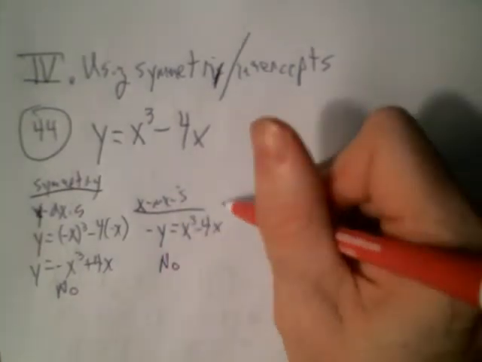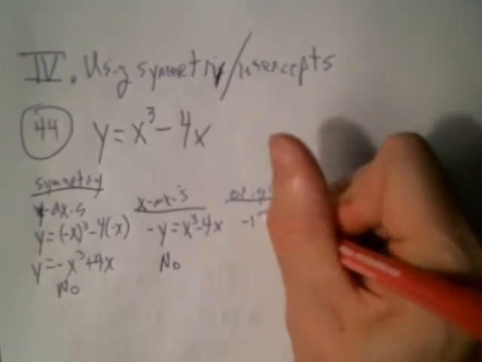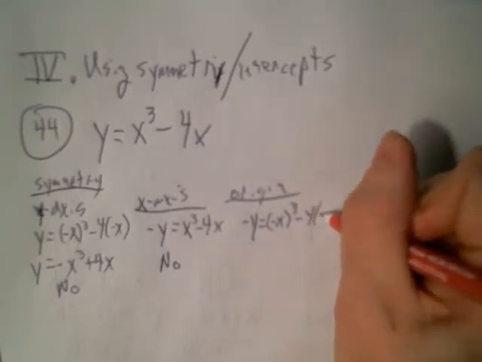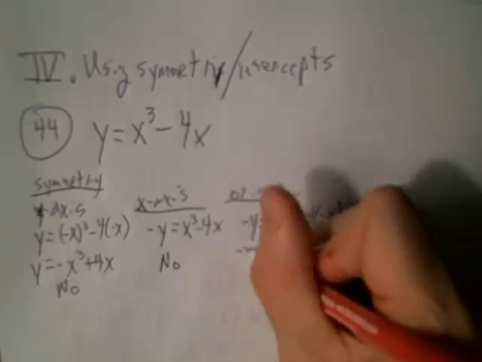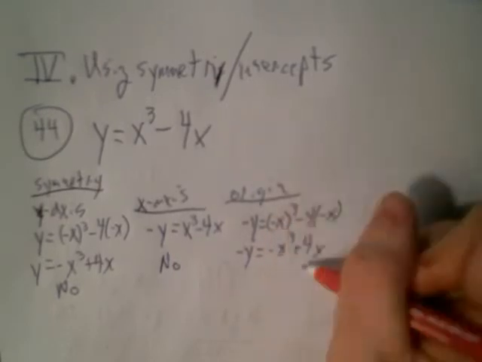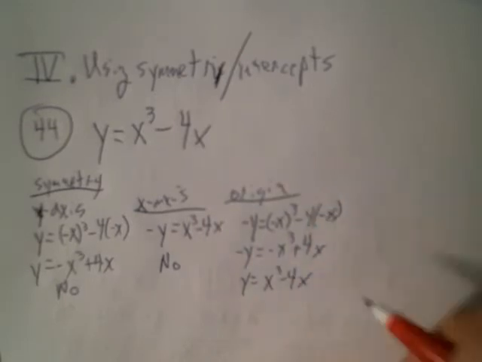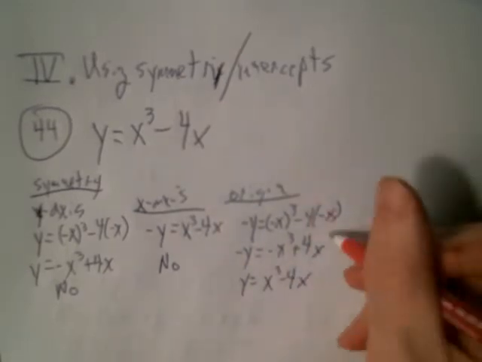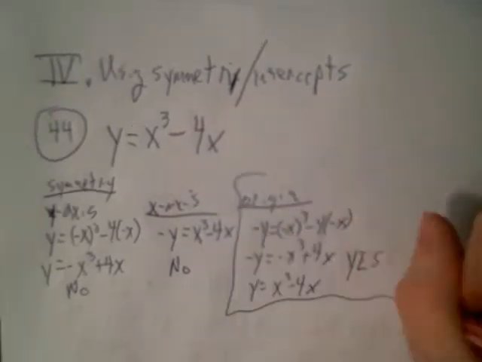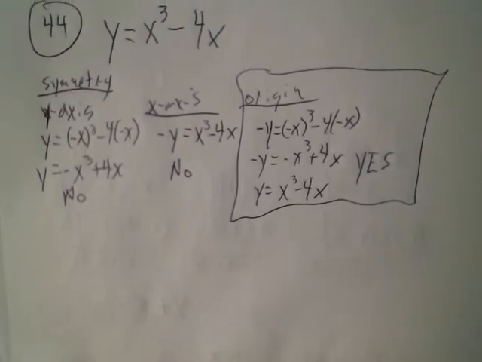All right, and then finally, origin symmetry, which we suspect is going to work. We'll have -y is (-x) cubed minus 4 times (-x). So -y is -x cubed plus 4x. Multiply both sides by -1. Y is x cubed minus 4x. And that's it. It is origin symmetric. So we can circle that or something, to remind us later that we have that kind of symmetry.